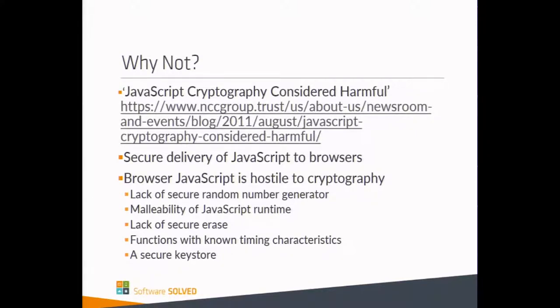Lack of secure arrays capability, so you've used your encryption key to decrypt some data, and then if it sits around in memory waiting for the JavaScript runtime to get rid of it, then that's an attack vector that could be used. Functions with known timing characteristics, which is also very important for cryptography, for not leaking sensitive information. And finally, a secure key store. So back in 2011, all of these issues were an issue for encrypting data within JavaScript within the browser.